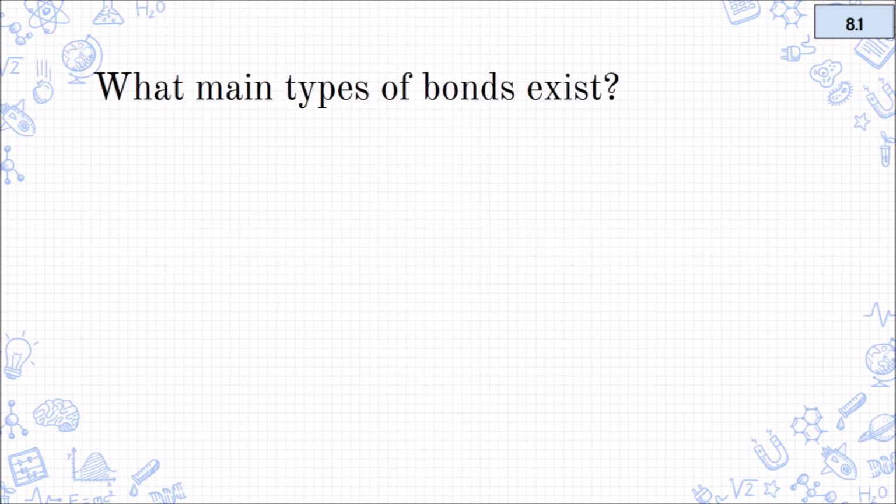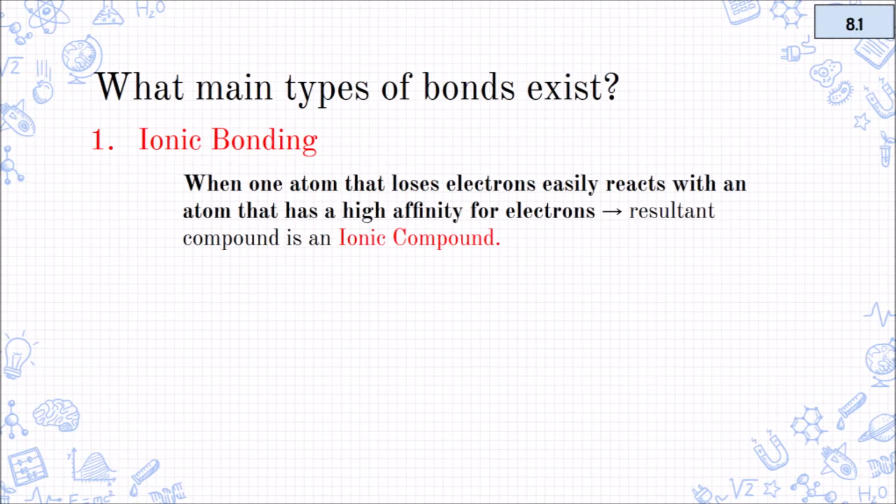So what types of bonds are there? Well, there is ionic bonding, when one atom loses electrons which another atom gains, resulting in one positive and one negative ion that are attracted to each other due to their difference in charge. This resulting compound is called an ionic compound. This usually occurs when a metal reacts with a nonmetal. Metals like to lose electrons, nonmetals like to gain electrons, all because they want to enter a more favorable state.